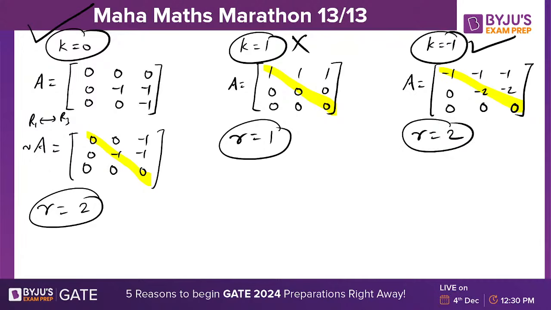So we have got three values of K: 0, 1 and minus 1. But we are expecting rank 2. So rank 2 is possible only for K equal to 0 and K equal to minus 1, and thus our answer should be option A, 0 and minus 1.